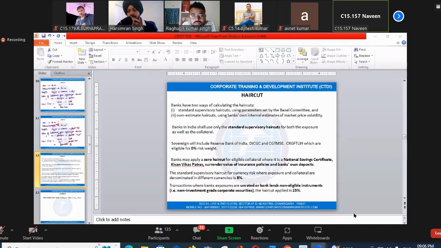Is that understood? So for this also, you have to take a haircut of 8%. Because the collateral is in a different currency. So for every 100 rupee collateral, you will take the value at 92 rupees.